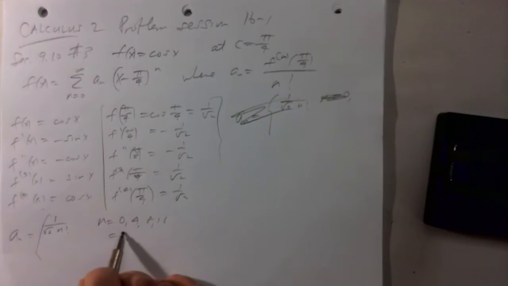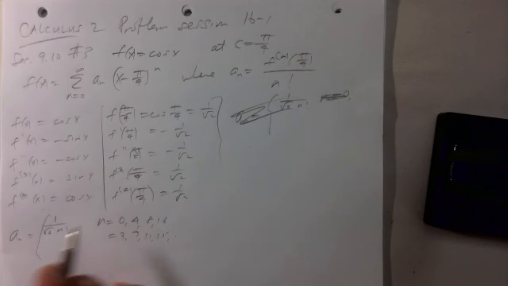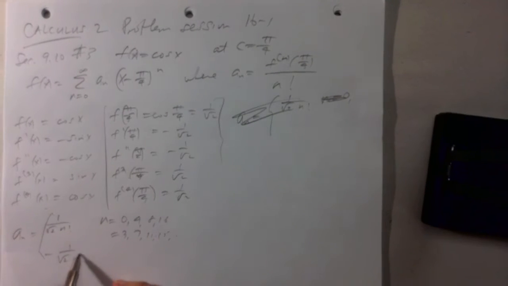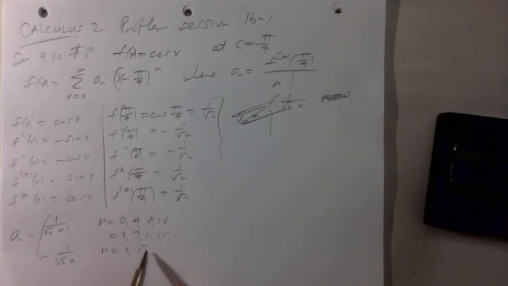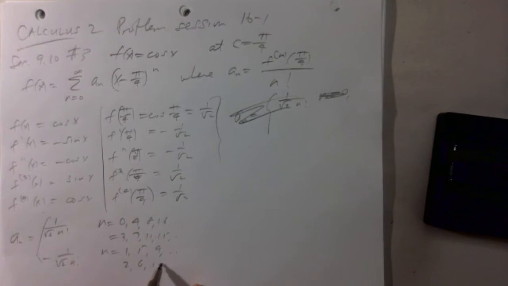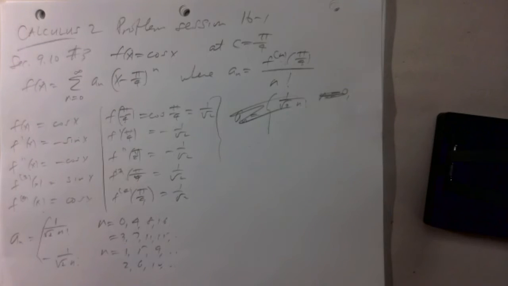And similarly, if n is 3 or 7 or 11 or 15, and so forth. So these are the numbers that when you divide them by 4, leave a remainder of 0, and these leave a remainder of 3. And for the other numbers, it's minus 1 over square root of 2 times n factorial. So that is 1, 5, 9, and so on, or 2, 6, 10, and so on. Those are the numbers that go into the power series.